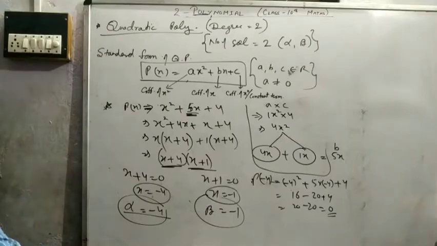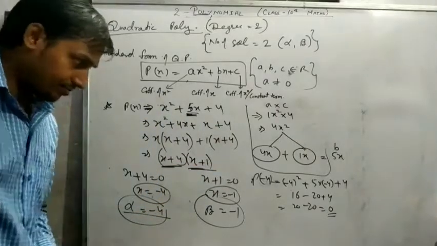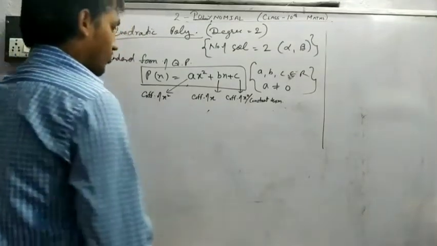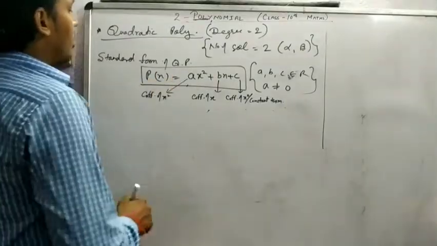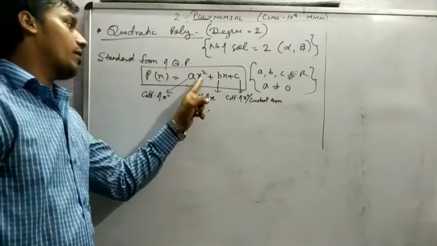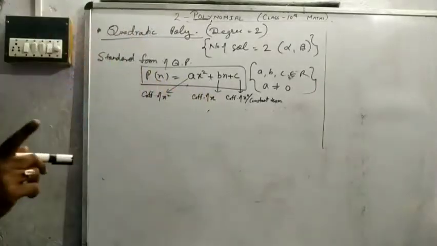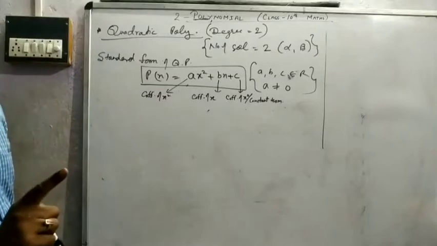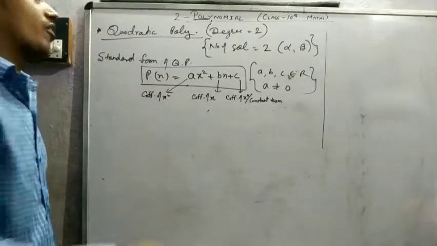The question says find the solution, so you can find the solution. Okay. So this is the standard form of the quadratic polynomial p of x, a polynomial in terms of x: ax square plus bx plus c. This is the standard form in terms of coefficients, because here a, b, c are the coefficients. There is one more standard form of the quadratic polynomial, in terms of zeros.